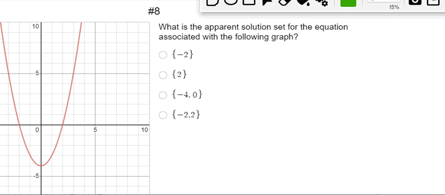Okay, now the solution set for this. This is where we need to connect. Our solutions are the x-intercepts. So we're intercepting at -2 and at 2. And yes, (-2, 0) and (2, 0) in parentheses. Those are the intercepts, which are the same as the solutions, -2 and 2.